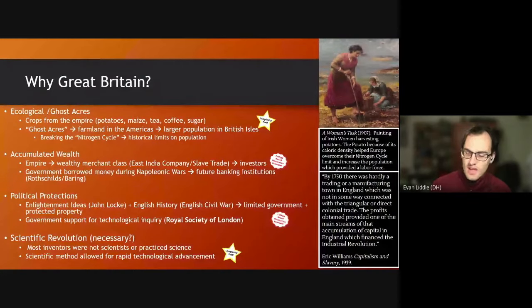If you have acres from somewhere else that can supply you with food, it doesn't matter how small your island is, you can definitely have a large population. Second big thing for Great Britain would be accumulated wealth. We talked a little bit last chapter about how Great Britain was able to defeat Napoleon and was able to stay roughly free of the revolutionary waves of France, as well as the revolutions of 1848. This made it a very stable place to keep your money.